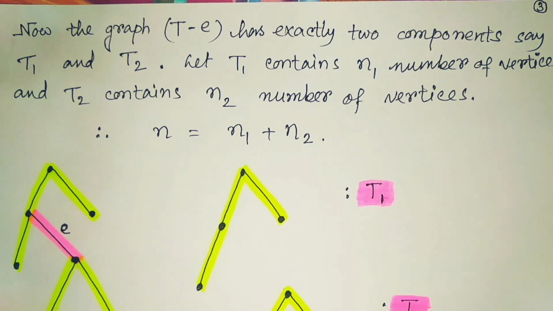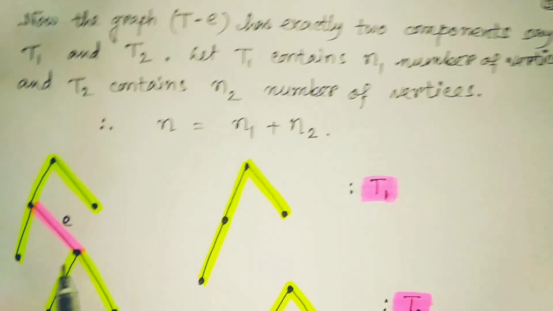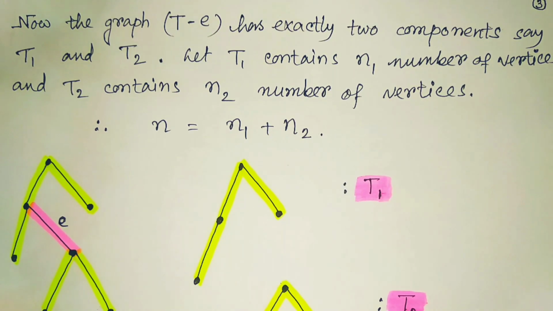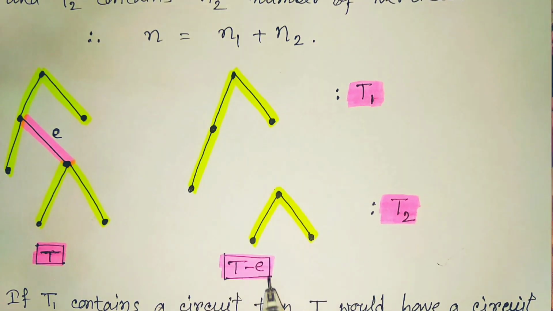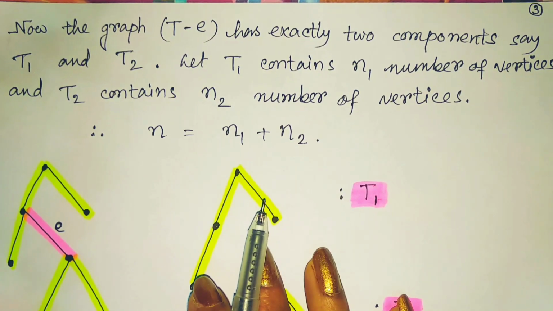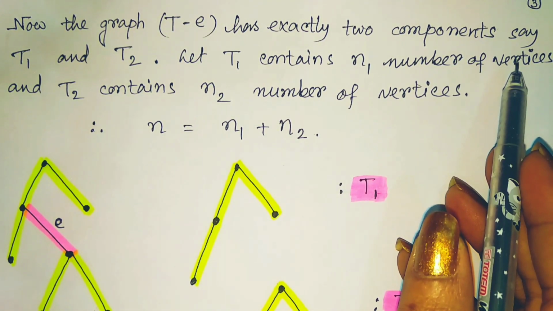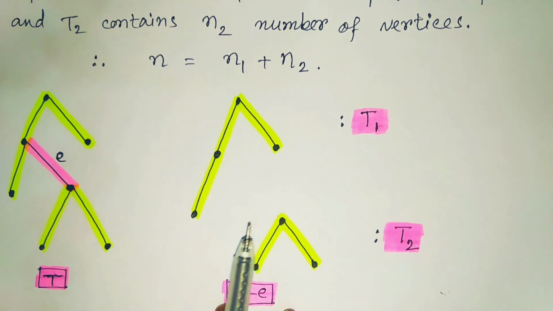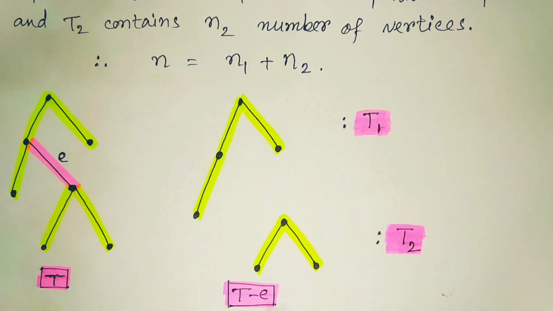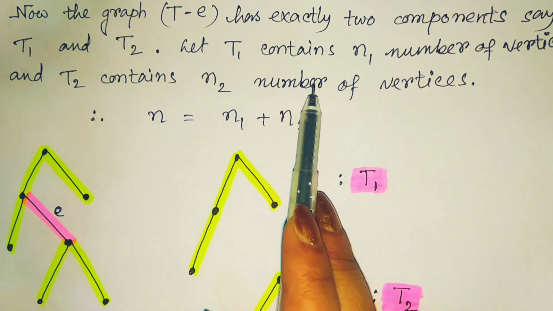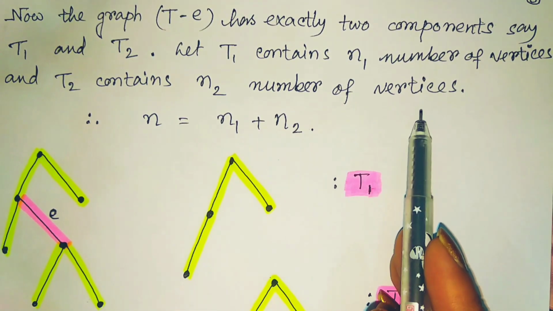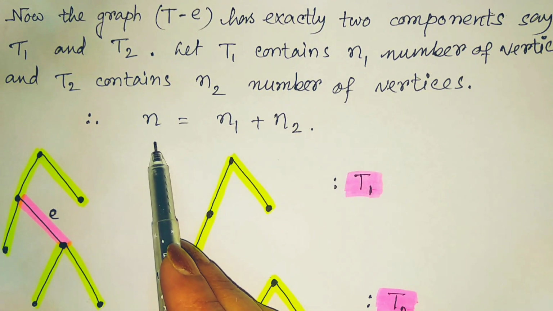So now the graph T minus E, that means this graph after removal of E, the new graph is T minus E, which is this one. This one has exactly two components. Say the first component is T1 and the second component is T2. So pictorially we can say this one is our T1 and this one is T2. Now let T1 contain n1 number of vertices and T2 contain n2 number of vertices. Then the total number of vertices should be n1 plus n2.